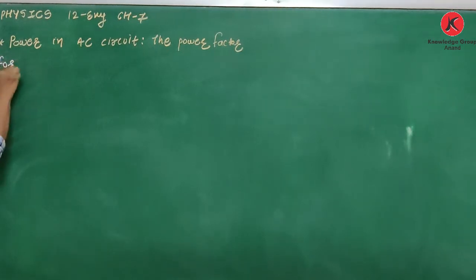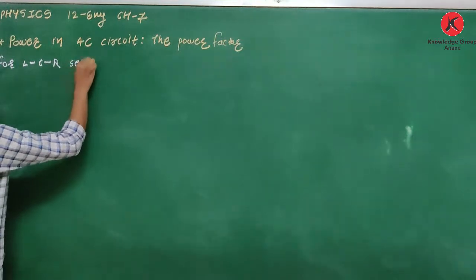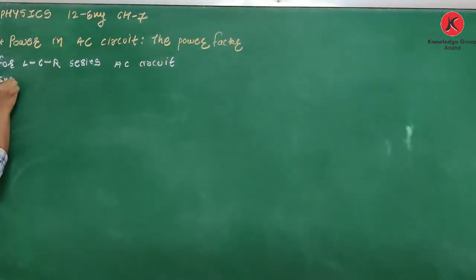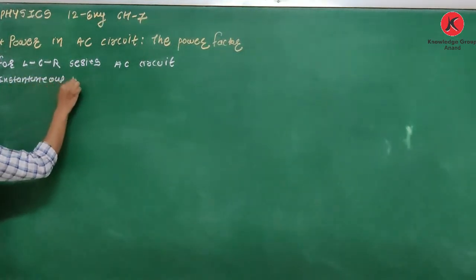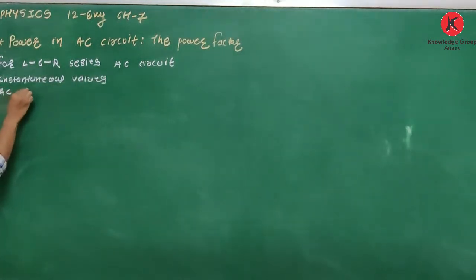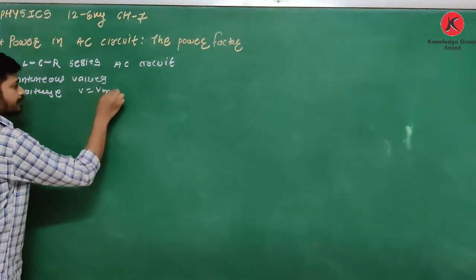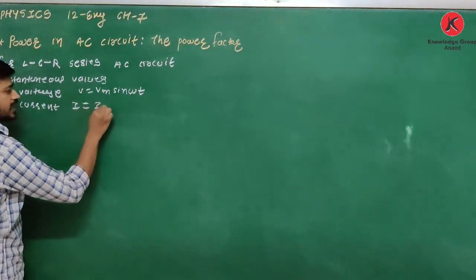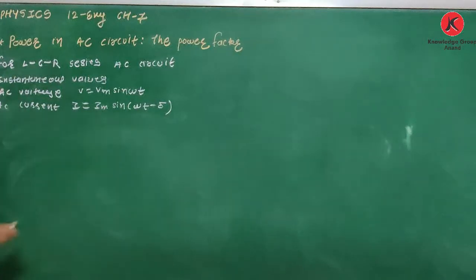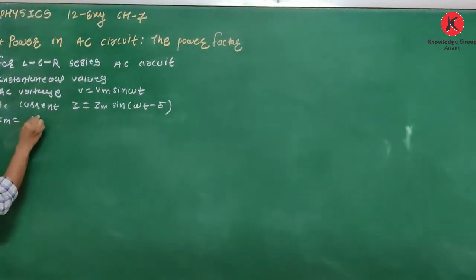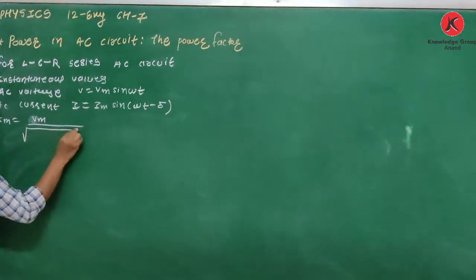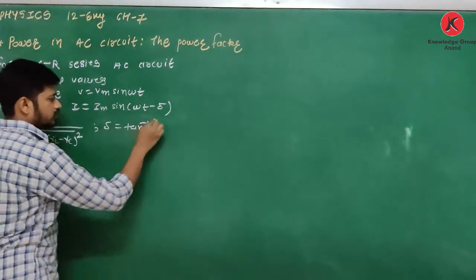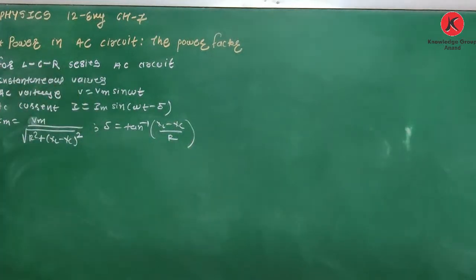See, for an LCR series AC circuit, we know the instantaneous values of AC voltage V is equal to Vm sin omega t, and AC current I is equal to Im sin(omega t minus del), where Im is equal to Vm upon square root of R squared plus (XL minus XC) whole squared, and phase difference del is equal to tan inverse of (XL minus XC) upon R. Yes, we know this.